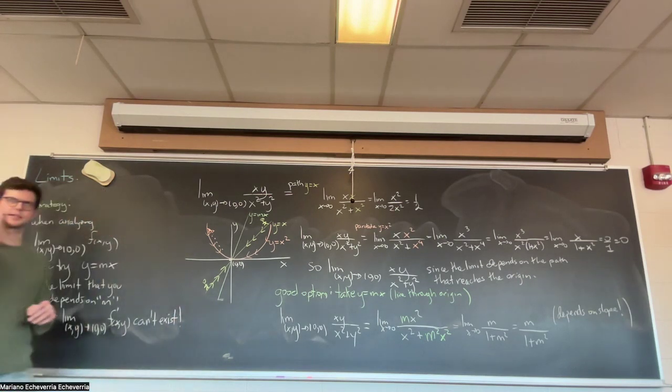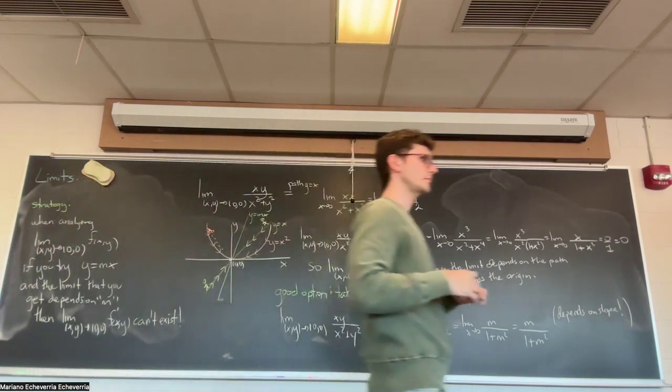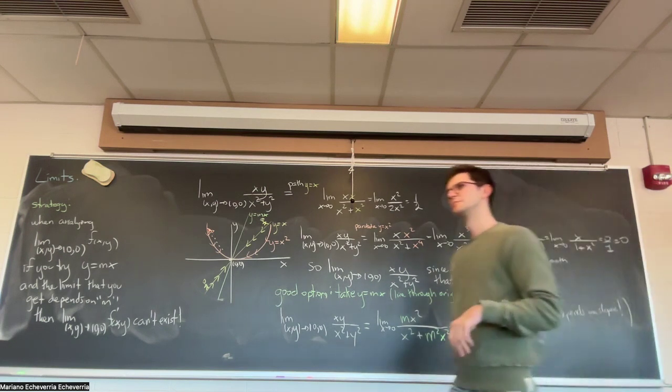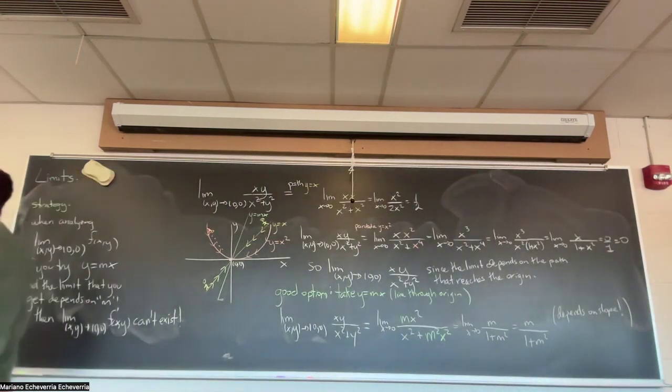Okay, that makes sense. Yeah. Is there a way to prove that the limit does exist? Because it seems like you need to do a counterexample to show that it doesn't exist, but is there a way to prove that it exists for all paths? Yes, that's my next example, actually.